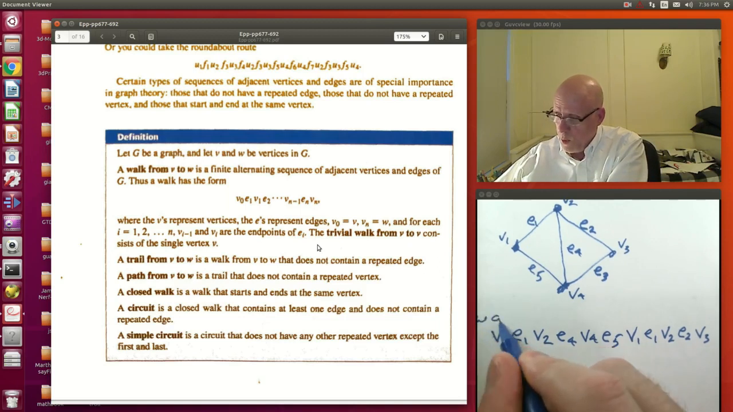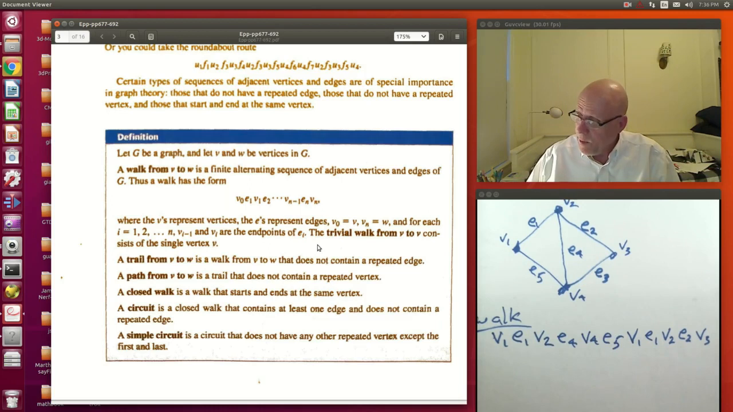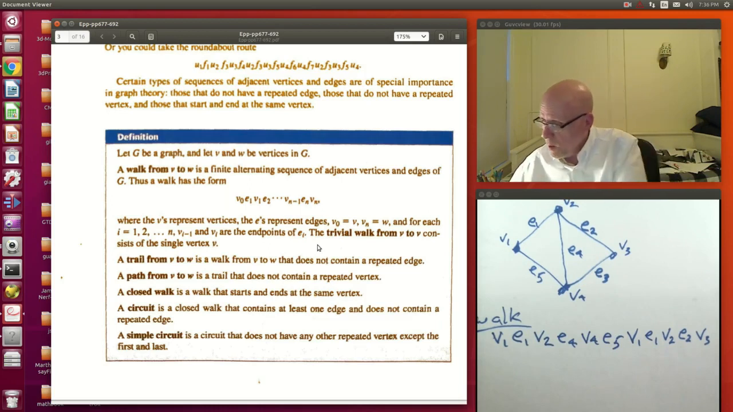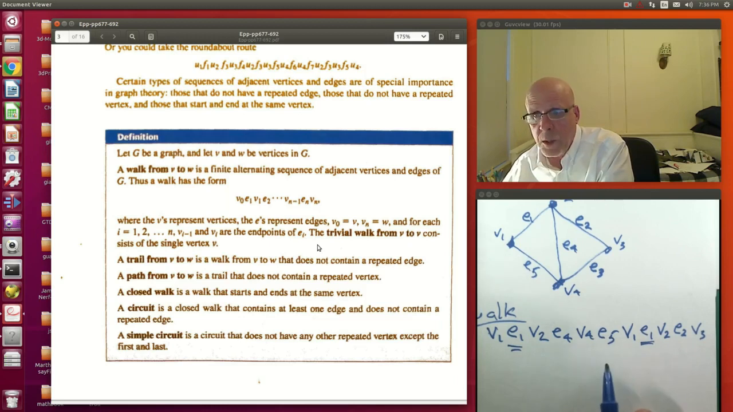What would we have to change to make it a trail? You can't have any edge seen twice. In this one, I'm sure I repeated some of those edges. Look, there's edge 1, there's edge 1. So at least one repeat. I guess that's really the only one that I do repeat. But anyway, that makes it not be a trail.